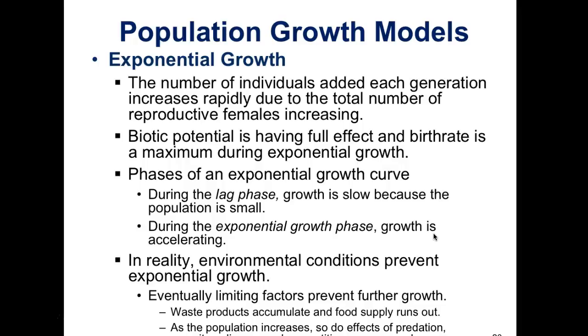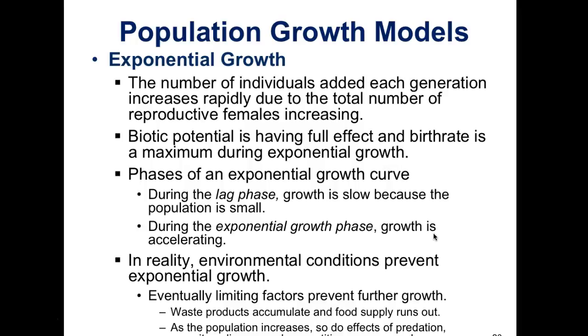So looking at population growth models, we could have exponential growth rate like in math. It would be typical of an exponential curve. Ultimately, the number of individuals added each generation increases rapidly due to the total number of reproductive females increasing. Biotic potential is having the full effect, and birth rate is at maximum during the exponential growth.